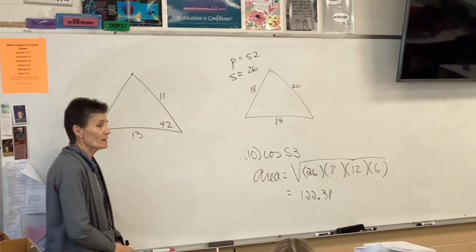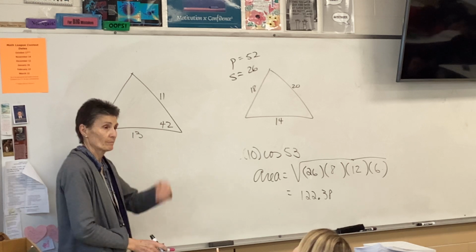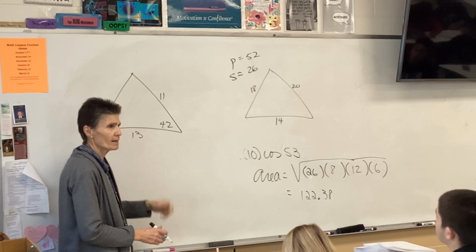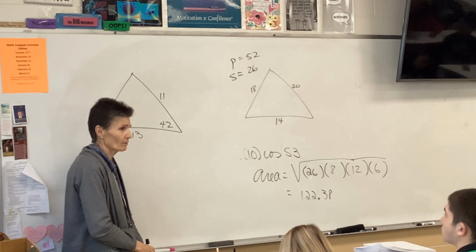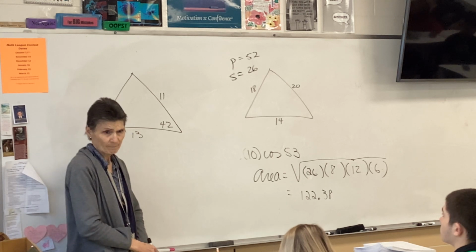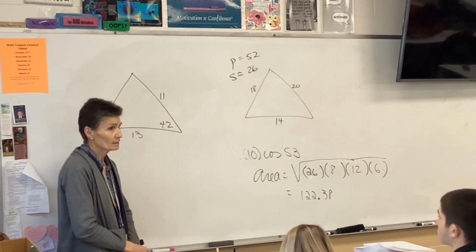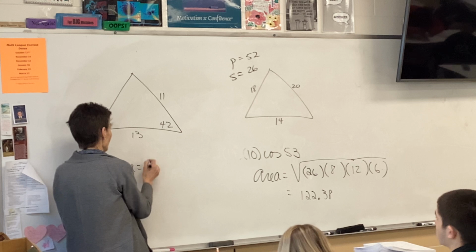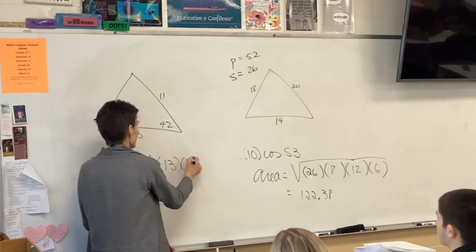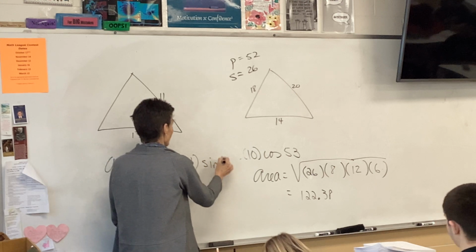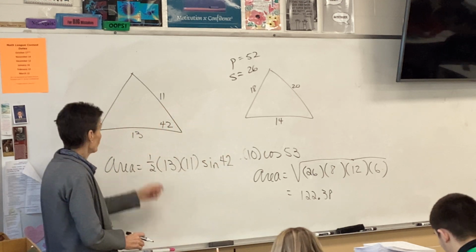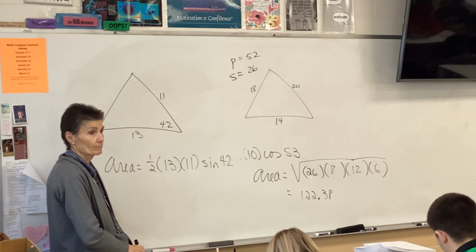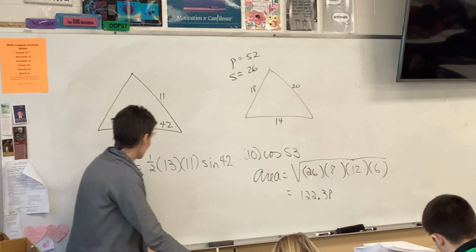All right, how about this one? We've got to find the area of this one. Look at it. Think about our two ways. Are we going to do Hero's formula on this guy? No, because we don't have the perimeter. So I guess we'll go with the other one, which is 1/2 side, side, sine. So we're all set up. This is beautiful. 1/2 times 13 times 11 times sine 42. Would you agree? So we just type it all in.